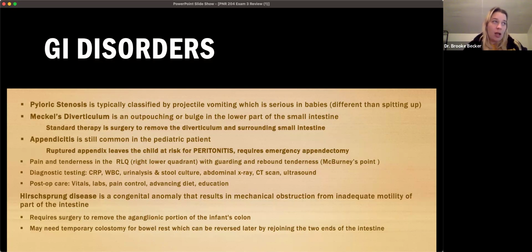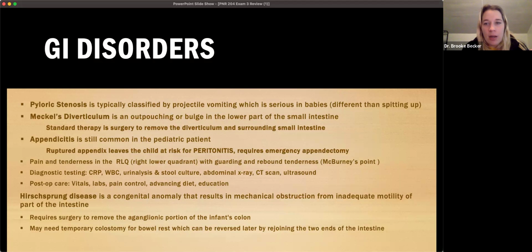Meckel's diverticulum is an outpouching or a bulge in the lower part of the intestine. This is also surgical. Usually you remove that part of the diverticulum that's bulging and then reattach. Or sometimes if it's a really significant amount of the diverticulum that's affected, they have to do an ostomy.